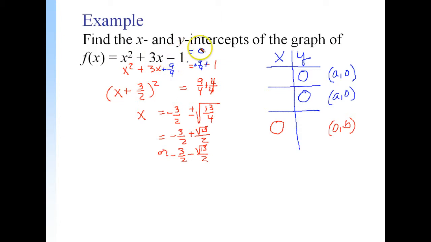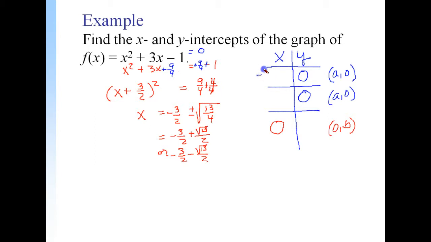I took my -1, brought it over as a +1. I set up my binomial, took my x plus half of 3, squared this, got that, added that to both sides. I had to add these together, so my 1 became 4/4. This gave me 13/4. Took the square root of both sides, transposed my +3/2, and when I took the square root of that, I got the square root of 13 over 2, since 4 is a perfect square. So here are my 2 points.